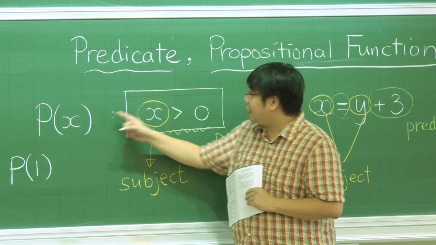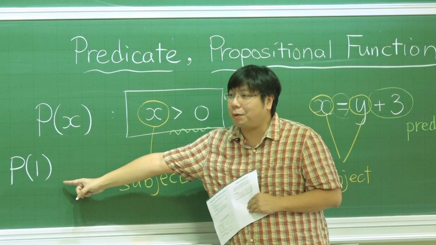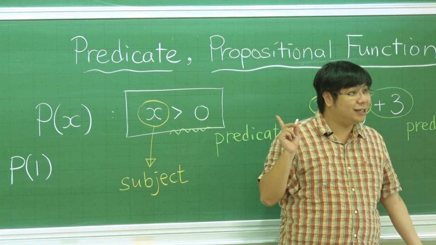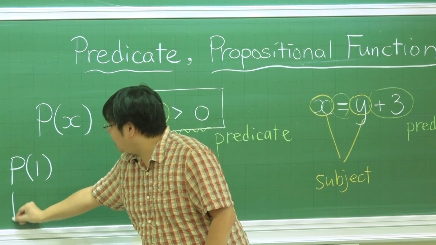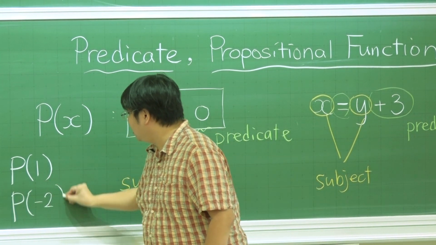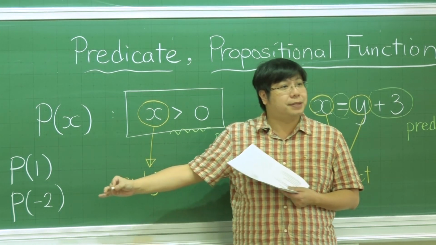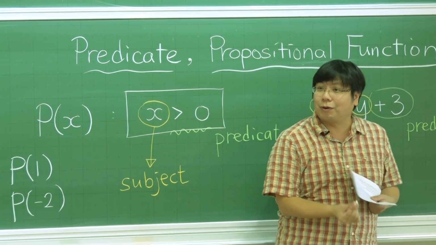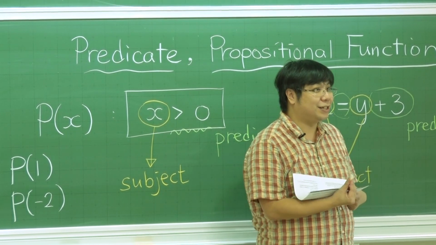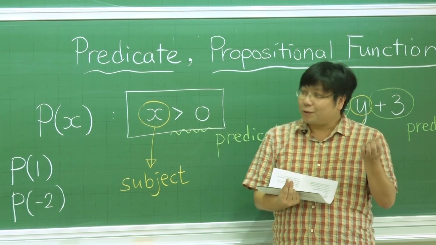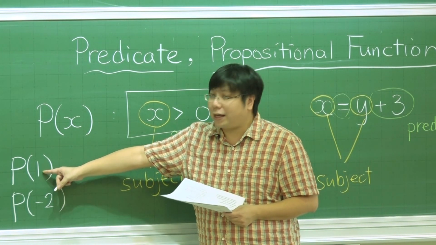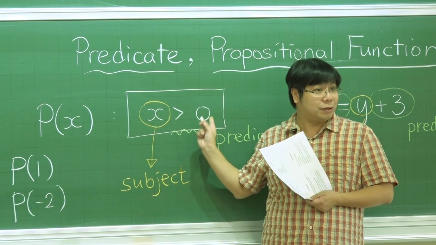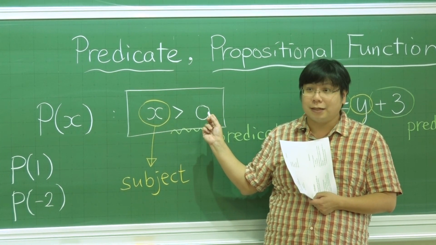If P(x) represents this one, then P(1) represents the sentence 1 is greater than 0. Is that okay? I can also write P(-2). P(-2) represents another sentence, which is -2 is greater than 0. So far so good, right? The good thing is that if this x value is fixed, let's say it is fixed as 1, then it becomes a proposition. We know that it is true in this case.